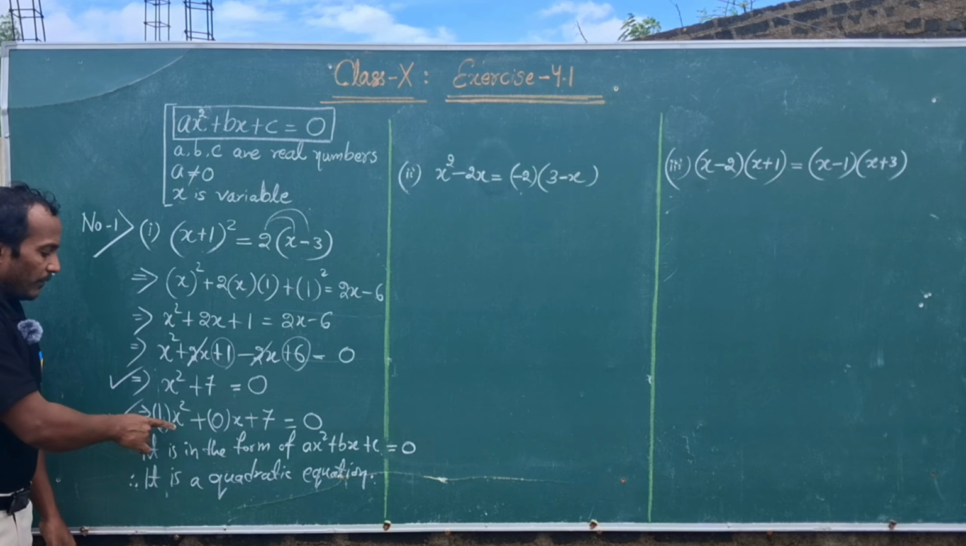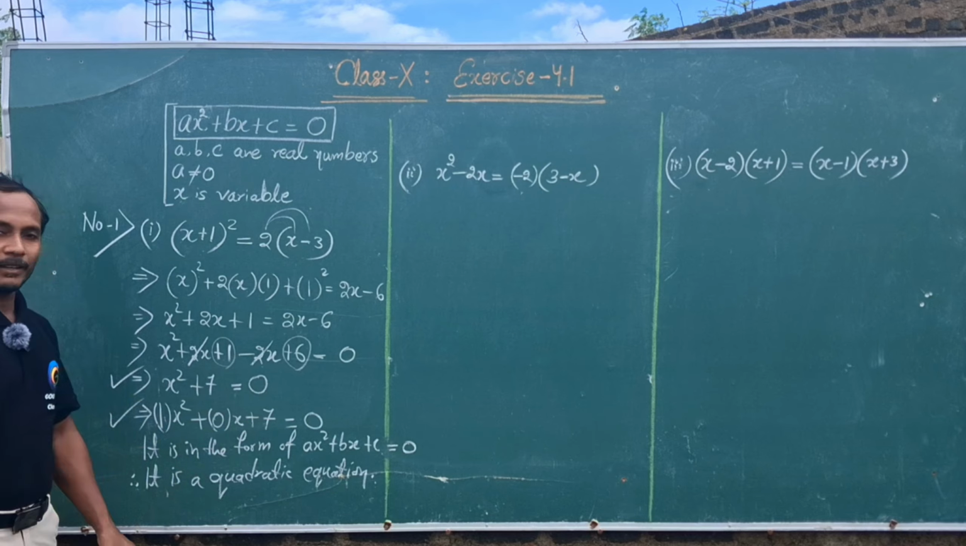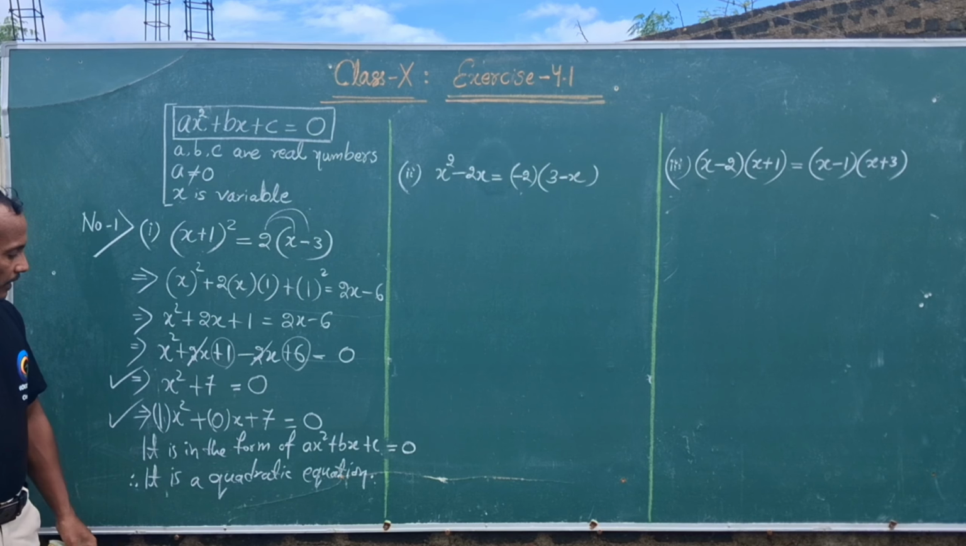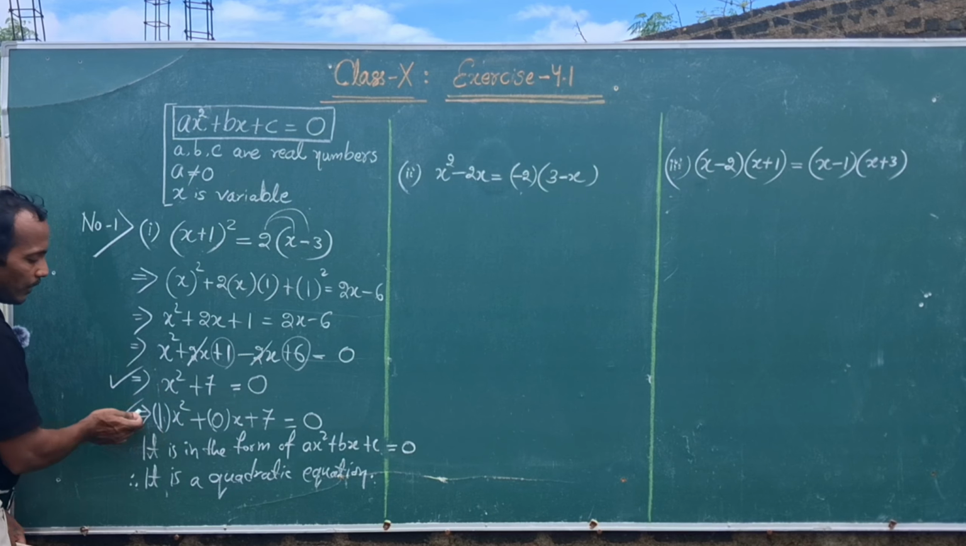You can answer also if anyone asks you what is the value of a, b and c. A is 1, b is 0 and c is 7. Isn't it good?